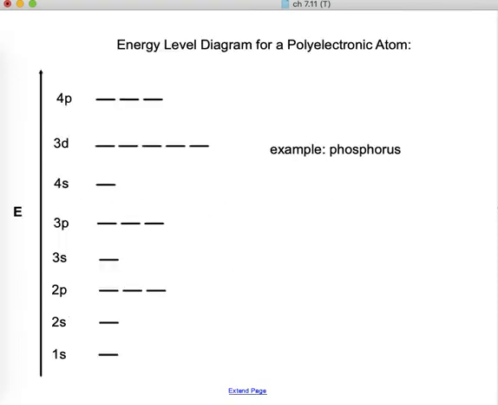Here is the energy level diagram for a polyelectronic atom, and let's take the example of phosphorus. So we're going to describe the electronic structure of an atom of phosphorus in its ground state. And by the way, for now, if an atom obeys the Aufbau principle, we say it is the ground state electron configuration. That's what we're concerned with now. So to begin, I need to know how many electrons are in an atom of phosphorus. So I go to my periodic table, and I see that phosphorus has 15 electrons in it.